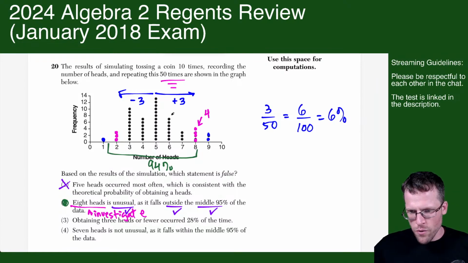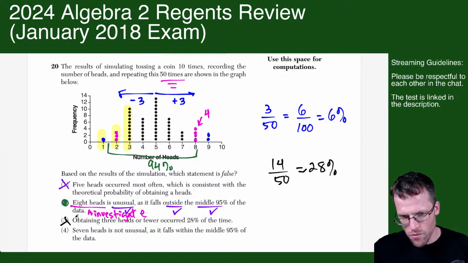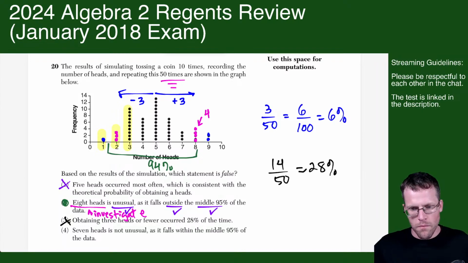Obtaining 3 heads or fewer occurred 28% of the time. Well, let's just see now. We're going to count this. If we count this, I want to see if the other answers are out of whack. That's 1, 2, 3, 4, 5, 6, 7, 8, 9, 10, 11, 12, 13, 14 out of the 50, which is equal to 28 out of 100 or 28%. So obtaining 3 heads or fewer occurred 28%. Yep, that one is true. 7 heads is not unusual. It is not because it's within the middle 95%. So that's also true. So 2 is the culprit.